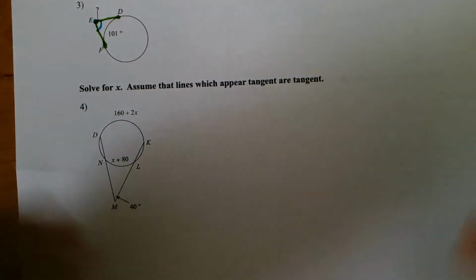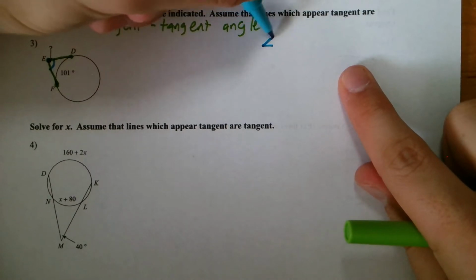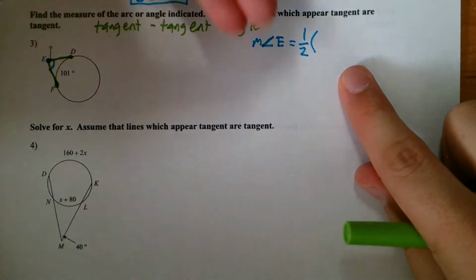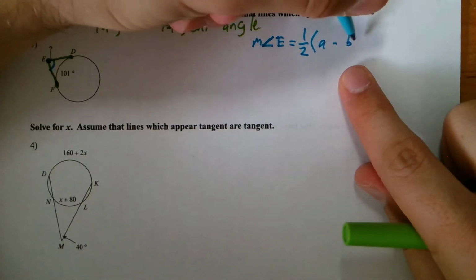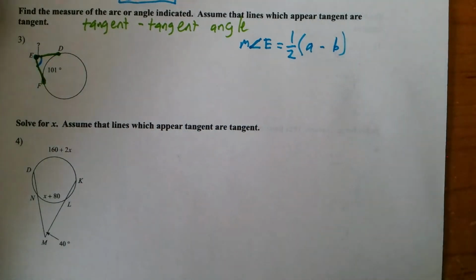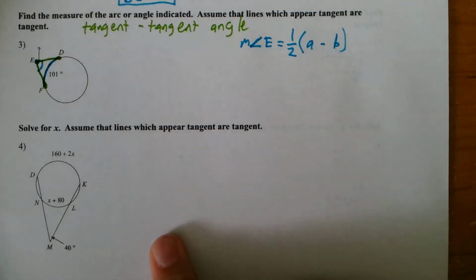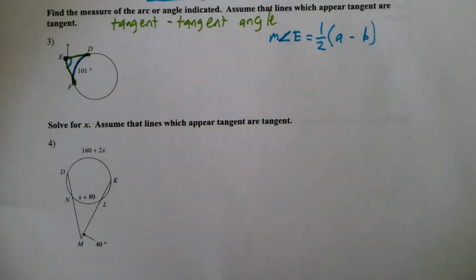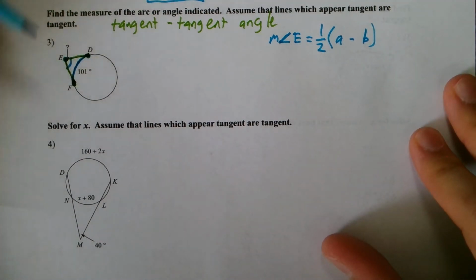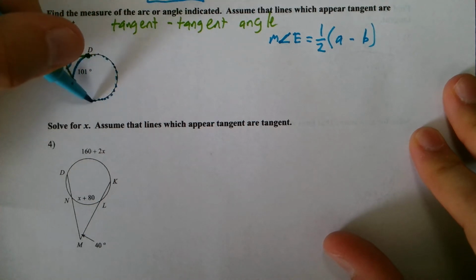Okay, so I'm going to set that up kind of off in this empty space. I'm going to do angle, so measure of angle E equals 1/2 of A minus B. And remember, A is the big arc, B is the little arc. Now, this arc right here, DF, that's the little arc, right? Now, what do you notice about the big arc? If you notice, the big arc that's intercepted would really be the remainder of the circle.